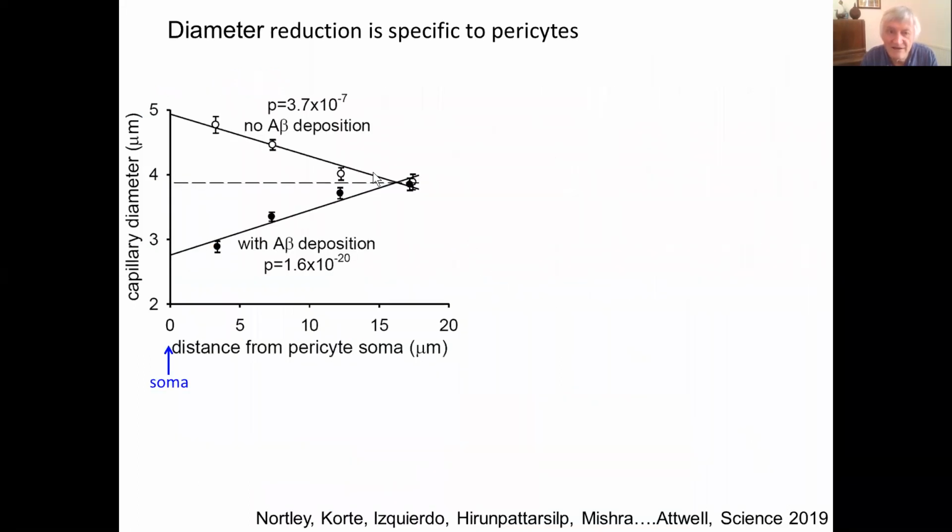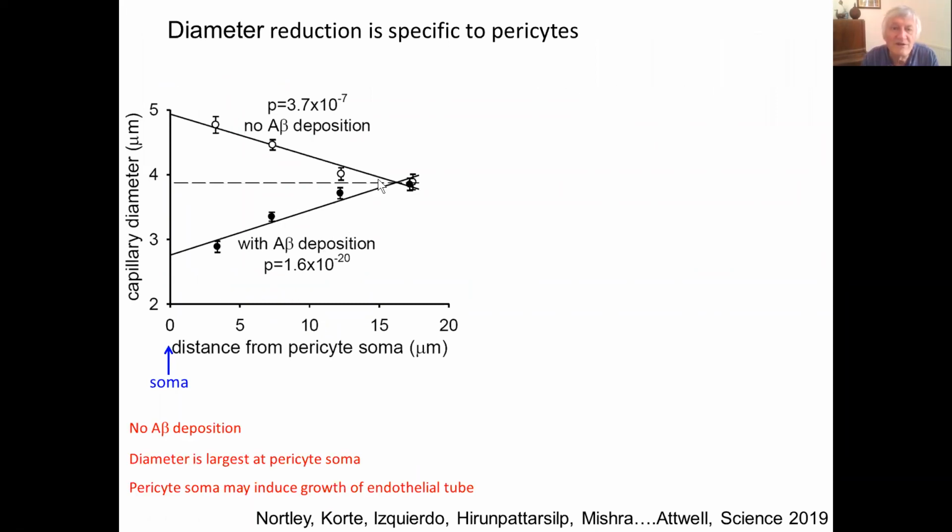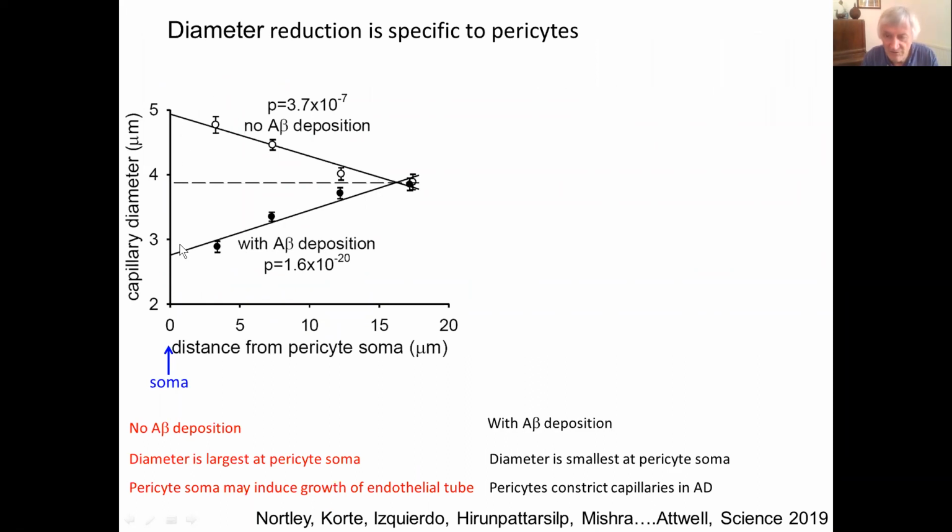And when we do that, in the patients without A-beta deposition, we find the diameter is larger near the soma, which is what I showed you before in brain slices. Whereas in the ones who are depositing A-beta, there's a big constriction at the soma. Okay. So it's pericytes which are constricting these people's blood vessels and reducing their blood flow.